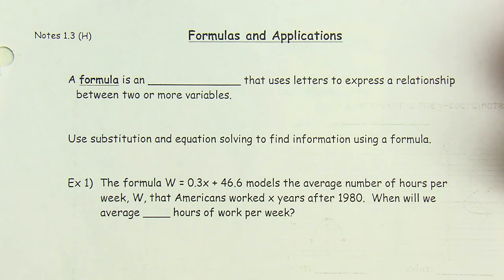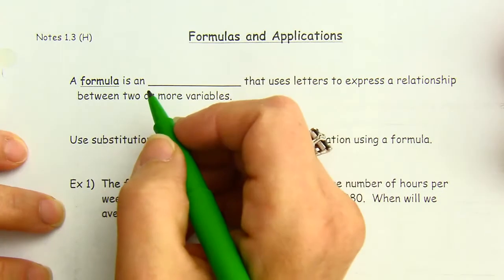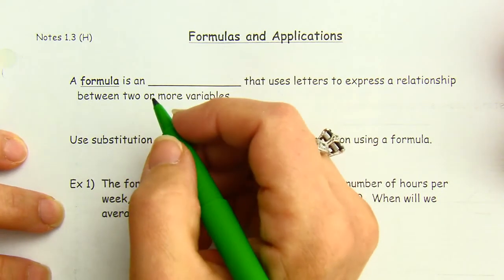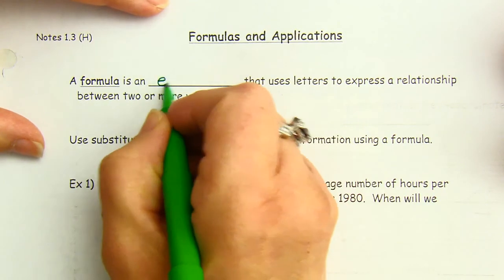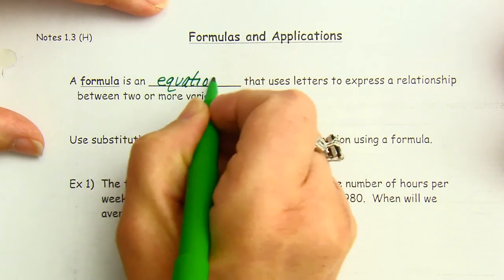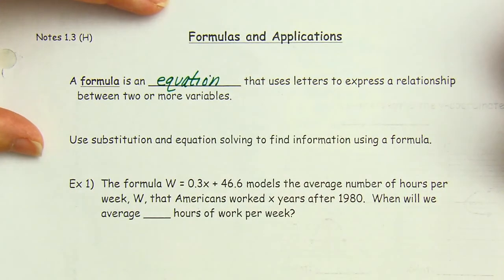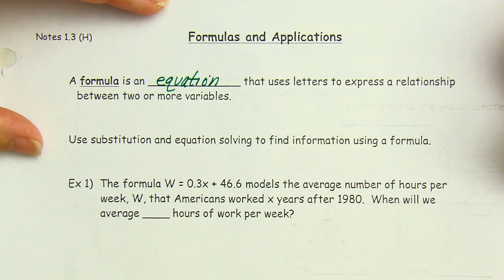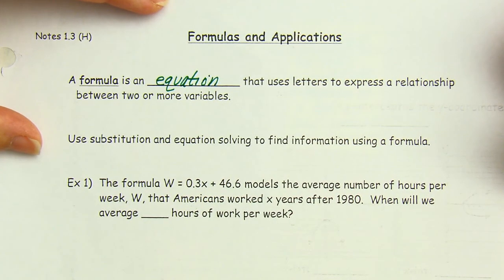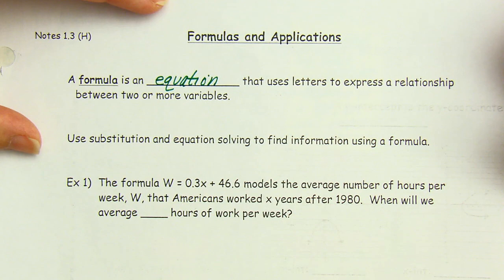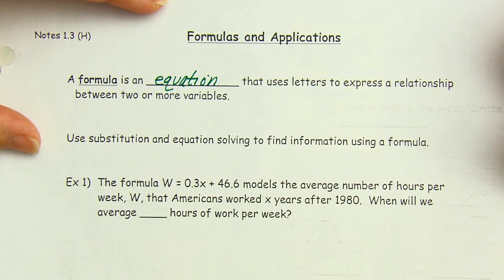So the first part of this isn't too bad. A formula is an equation. You know, like the formula for area of a circle, pi r squared. That's a formula. It's an equation that uses letters to express a relationship between two or more variables. You see them in physics class, you see them in chemistry class. In physics, they'll talk about velocity, they'll talk about the position formula, the position equation, which we will talk about in this course. That's more often than not used in the physics class.